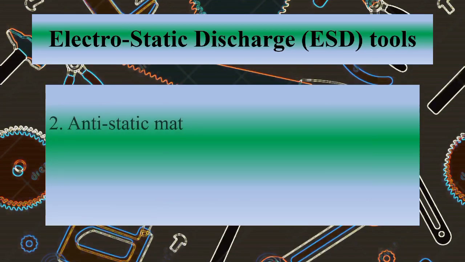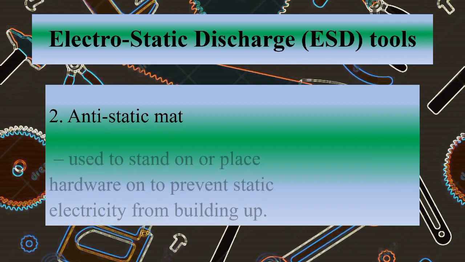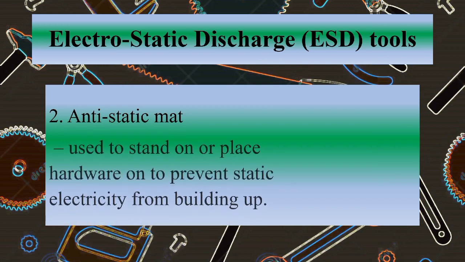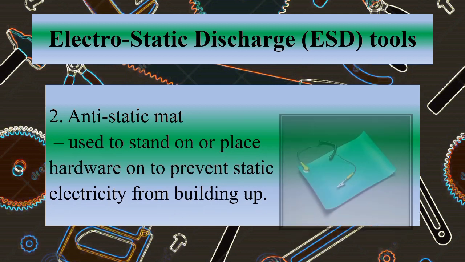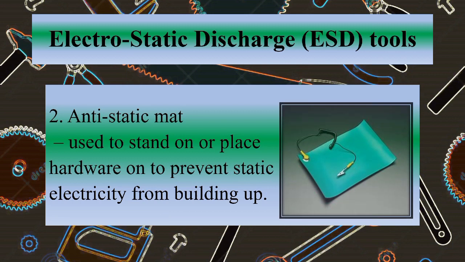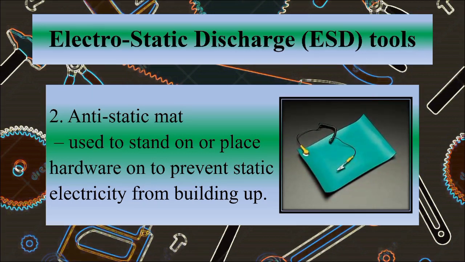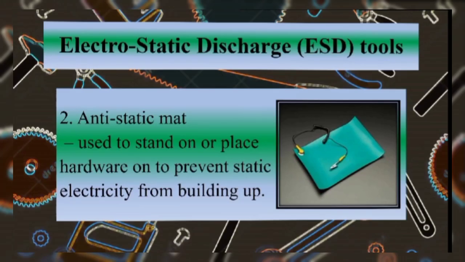Next is the anti-static mat, used to stand on or place hardware on to prevent static electricity from building up. So you can stand on it or put the component above it. So that is the anti-static mat.